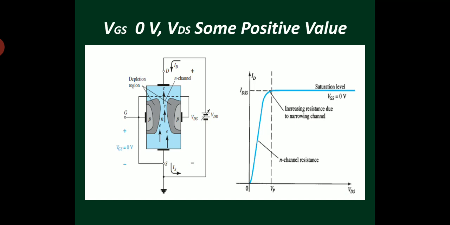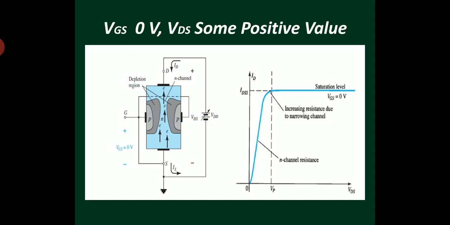This is a schematic for that. VGS equal to 0, and VDS some positive voltage. VDS some positive voltage means VDD some positive voltage. As VGS equal to 0 means gate and source terminals are short circuited. If we apply some positive voltage to VDS, then the negative terminal of VDS is connected to the source terminal and the positive terminal of VDS is connected to the drain terminal of this N-channel JFET. Then what happens? The source terminal gets forward biased and the drain terminal gets reverse biased.